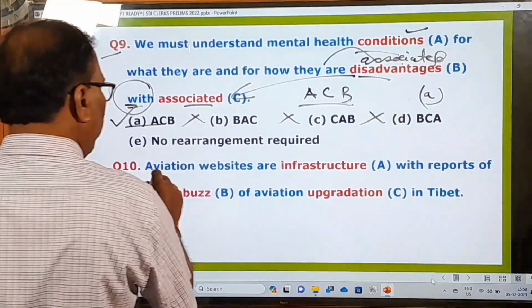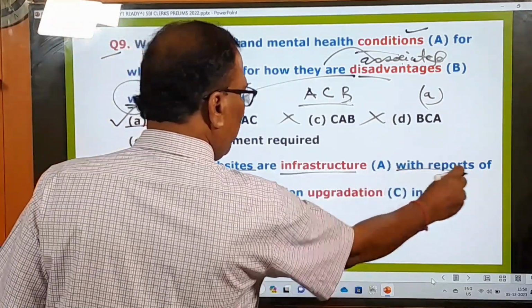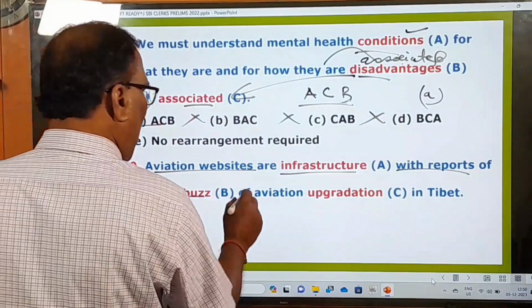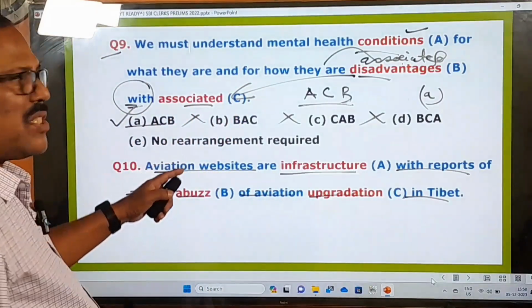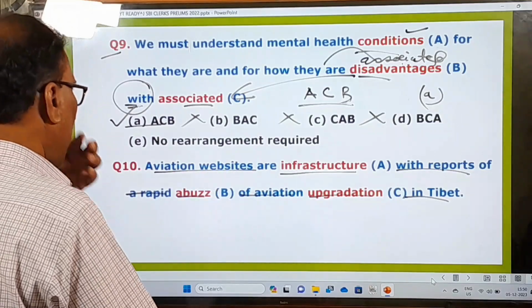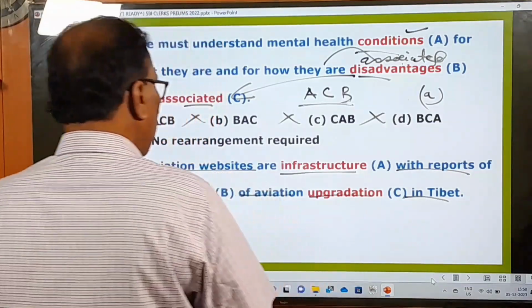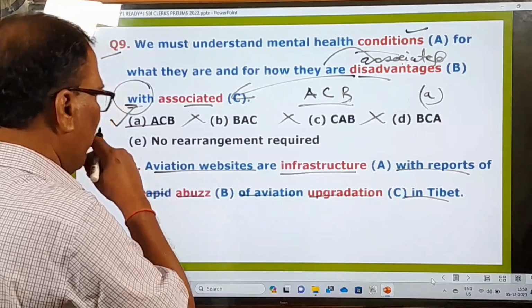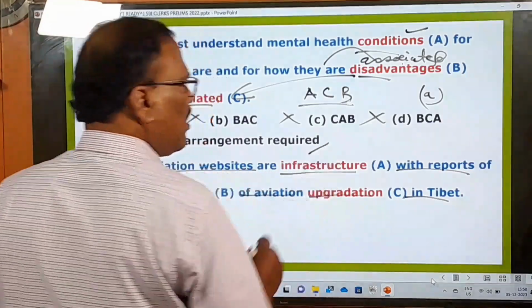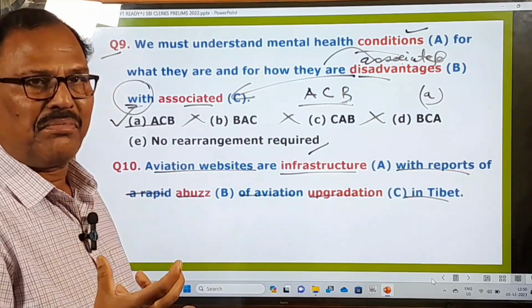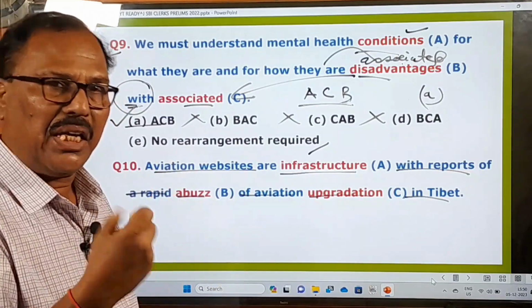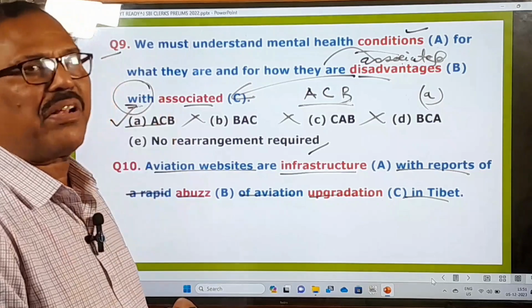And aviation websites are infrastructure with reports of a rapid abuse of aviation upgradation in Tibet. Okay, and in this example, three words are given. What are they? Infrastructure, abuse, upgradation. And infrastructure means what? The resources that are required for an activity. Buildings, personnel and equipment, all those things are called infrastructure.